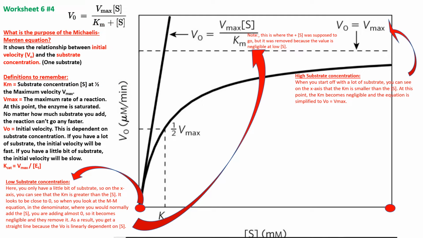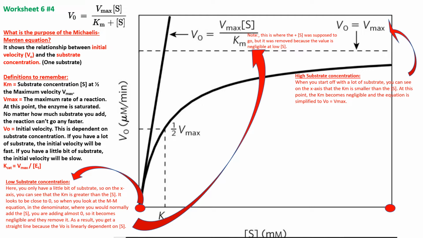Okay, so this is from the book, but it's also similar to Worksheet 6, problem number 4. So up above, you have the Michaelis-Menten equation. V naught is equal to V max times the substrate concentration divided by the Km plus the substrate concentration. So what is the purpose of the Michaelis-Menten equation? It shows the relationship between initial velocity and the substrate concentration for one substrate.